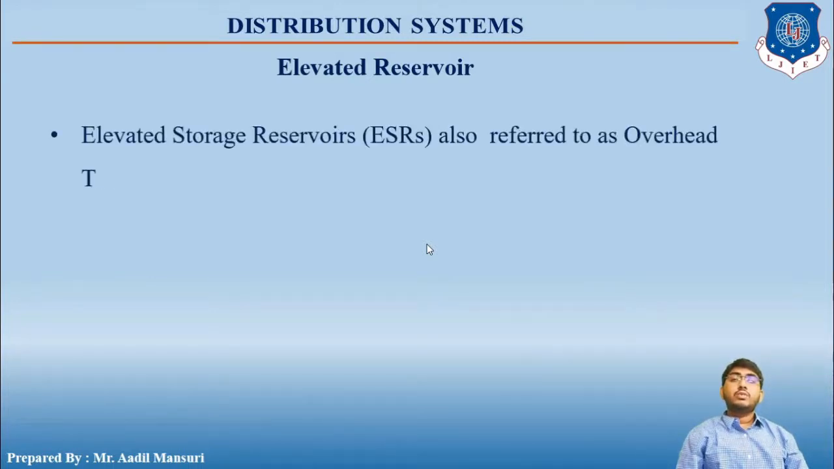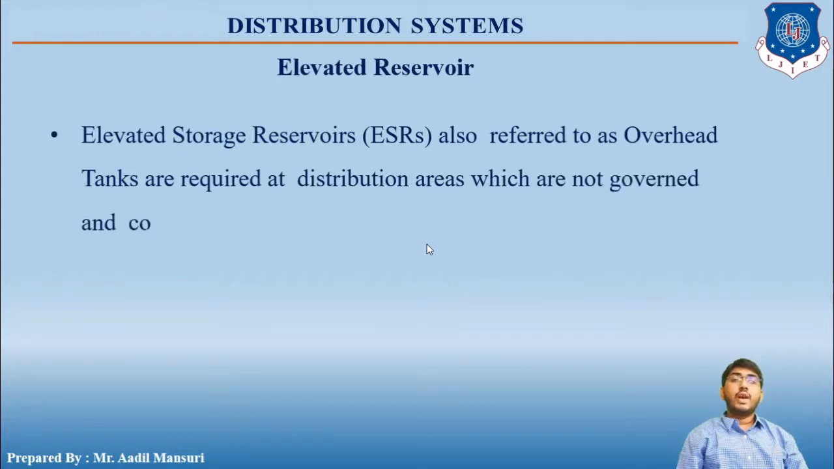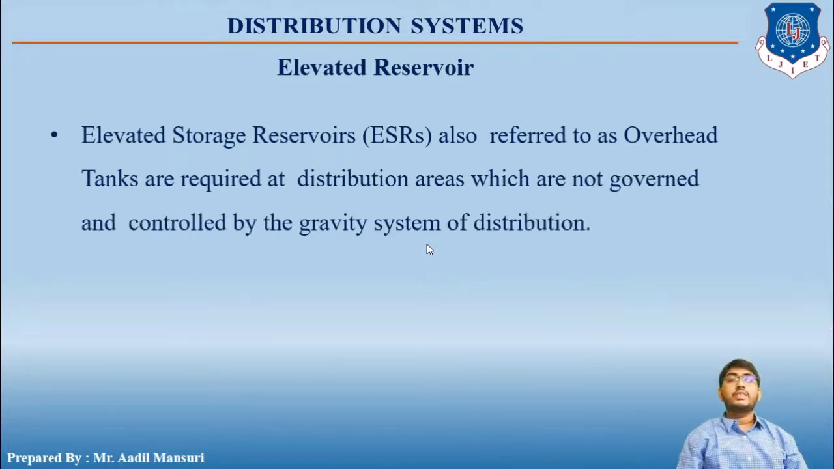So, elevated storage reservoirs, also referred to as overhead tanks, are required at distribution areas which are not governed and controlled by the gravity system of distribution. Once again, elevated reservoirs are required at distribution areas which are not governed by or controlled by the gravity system of distribution, right? So what will happen is when the water will be flowing through the gravity system from the water treatment plant, it will be stored in the ESRs, and from there the water will be supplied.